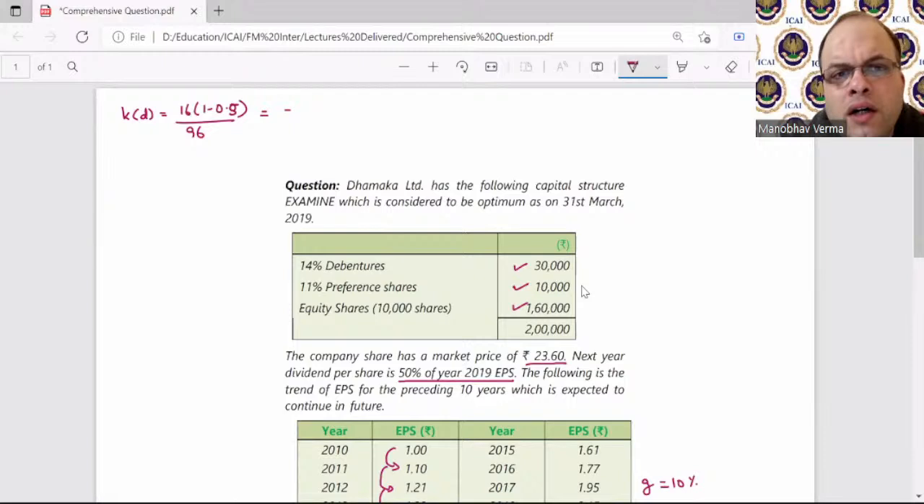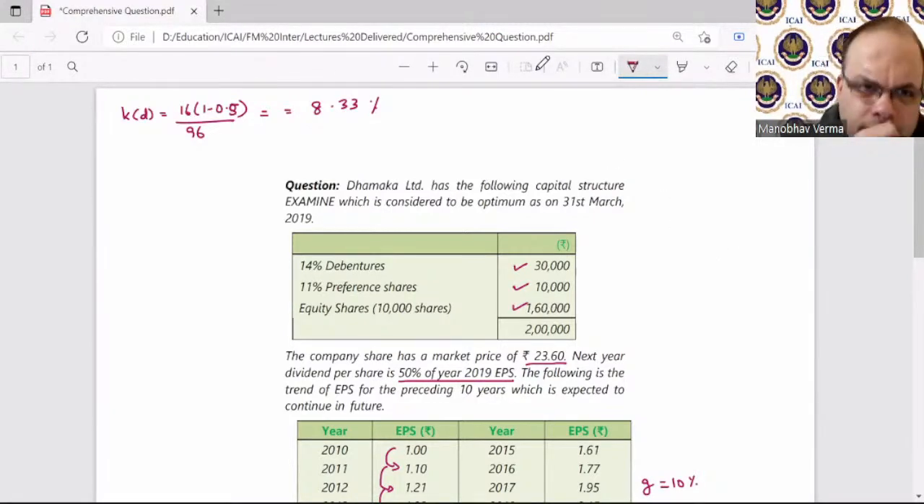Which seems 8.33%. Is everyone with me on this? Jay, I received your answer, 8.33%. So we're getting 8.33%, guys. I hope this makes sense to everyone.